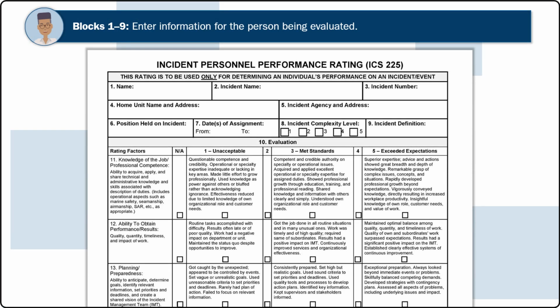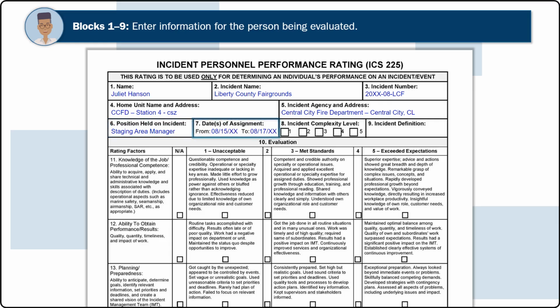The information we enter into this form is for the person we're evaluating, known as the rated individual. In blocks 1 through 3, enter the rated individual's name, the incident name, and the incident number. In block 4, include the rated individual's home unit name and address. Next, in block 5, enter the agency from where the incident was located. In blocks 6 and 7, enter the position held on incident by the rated individual, followed by the dates of assignment.